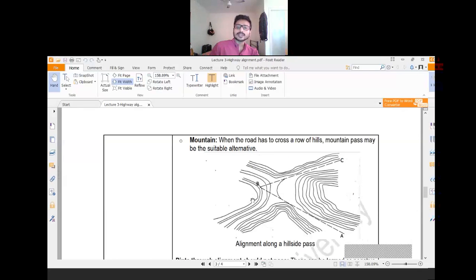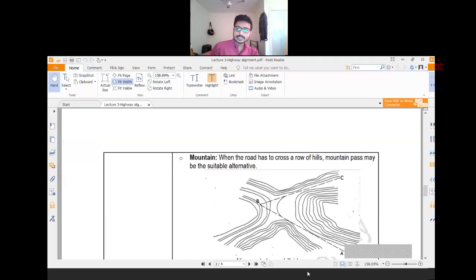Then mountain. Whenever you are passing through a mountain, you need to find a mountain pass. Again here, suppose A and C are there, you need to connect A and C, and we have mountain ranges. If you go directly over the mountain, it will create a lot of problems. There will be a lot of cutting and filling, and the radius will be very high, so the construction cost will be very high. If you go from A to C through the mountain pass, your construction cost would be much less than in the previous case.